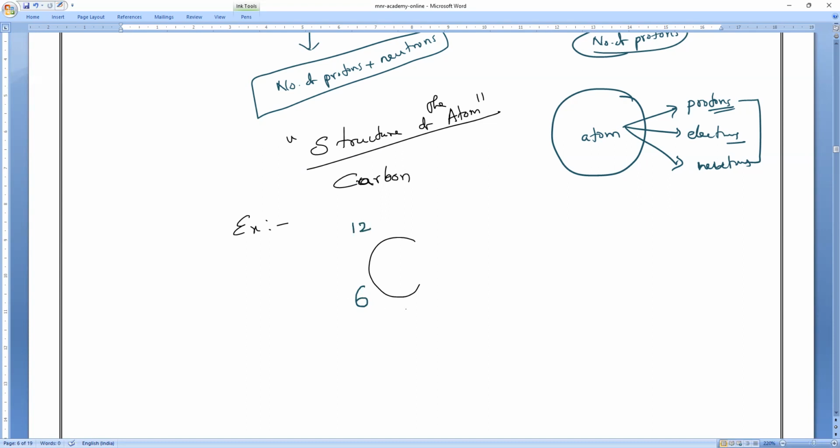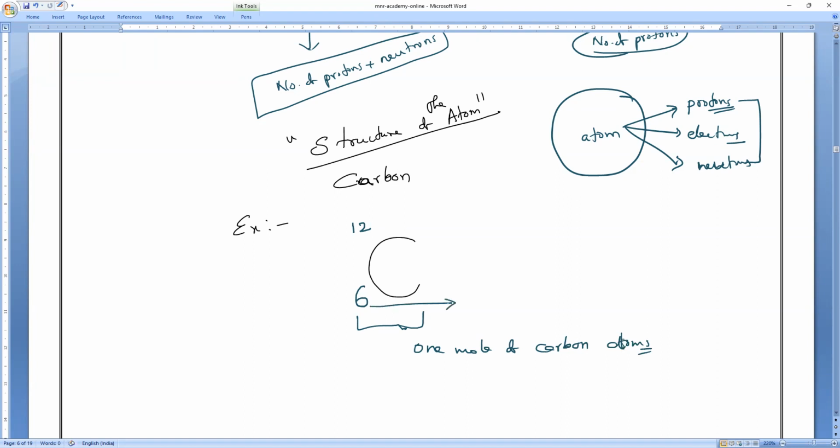This carbon C, if I am representing it like this, is actually 1 mole of carbon atoms. How many? I will teach you in this chapter, we will study that.